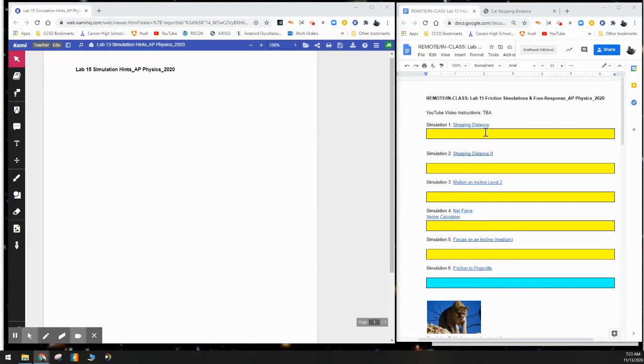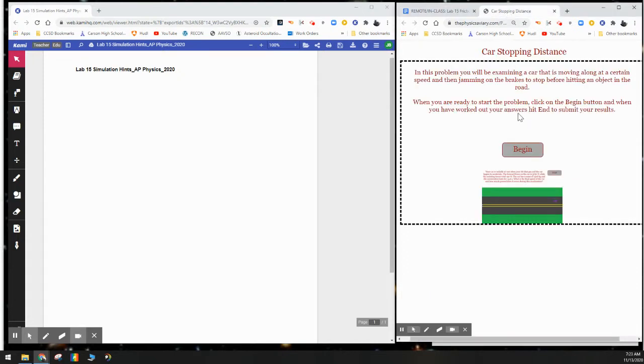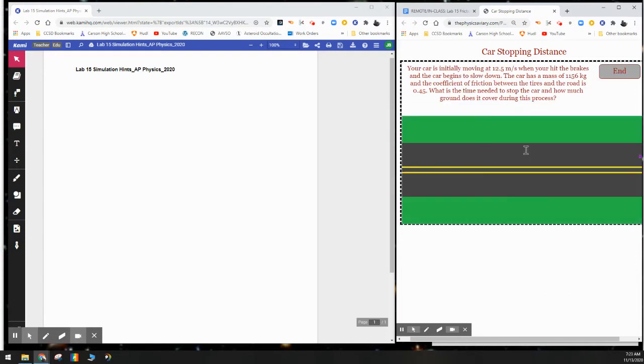Let's see what we got here. This is simulation one. It's called Stopping Distance. Let's take a look at it and see what's going on here. In this problem, you'll be examining a car that is moving at a certain speed and then jamming on the brakes to stop before hitting an object on the road. Then you'll be given some things about it. Let's see what we got.